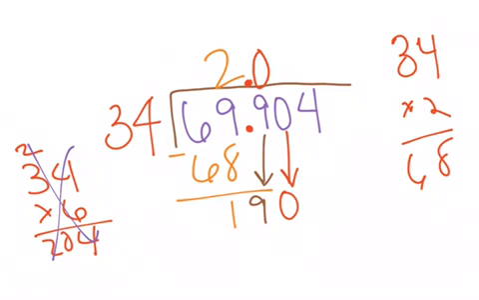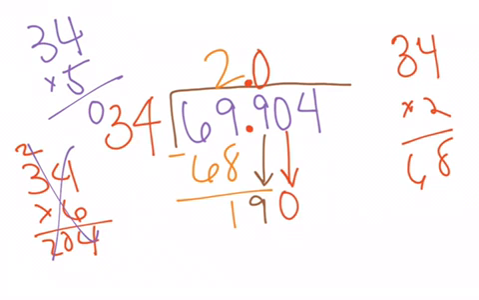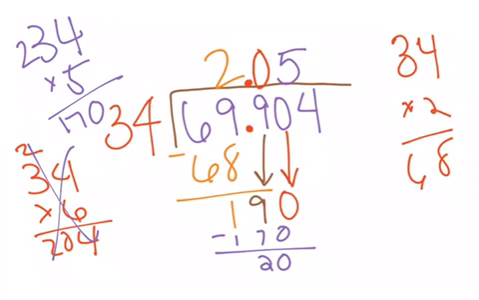So then we're just going to go down one number, 34 times 5. 5 times 4 is going to be 20. Drop my 0, carry my 2. 5 times 3 is 15 plus 2 is 17. Okay, looks like 5 is going to be our number here. So 34 times 5 we just figured out is 170. So I'm going to subtract 170. 190 subtracting 170 is going to give us 20.